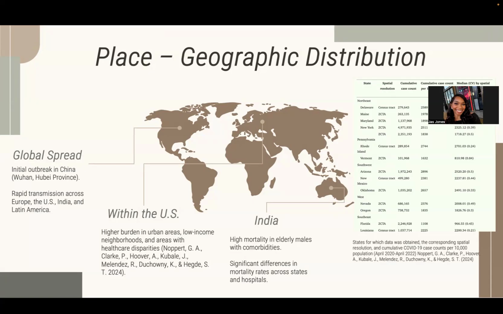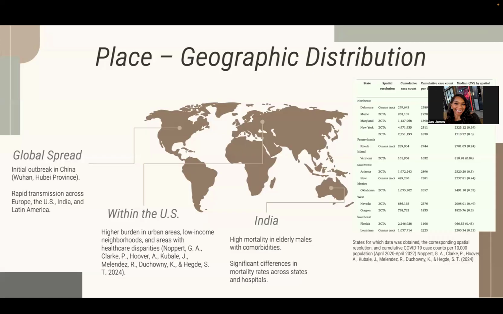Even within the United States, different regions experienced waves at different times. For example, the Midwest saw surges later than the coastal states. And within the US, urban areas, low income neighborhoods, and areas with healthcare disparities saw COVID at a much higher rate. At a more local level, neighborhoods with lower income populations and high population density were often hit the hardest, mainly because people in those areas had less access to healthcare and lived in more crowded conditions.